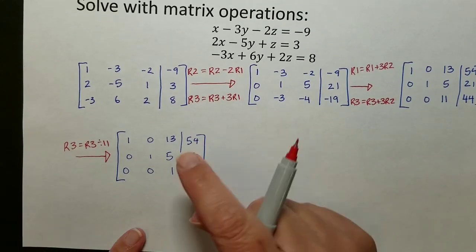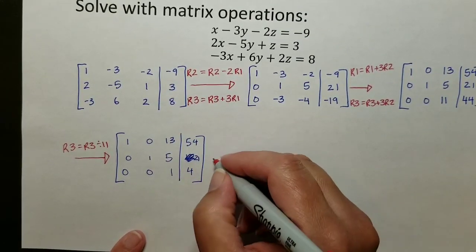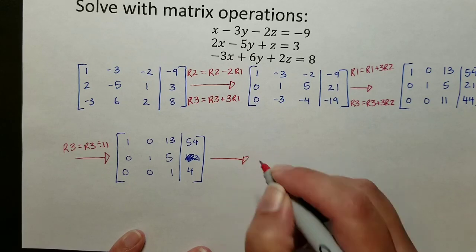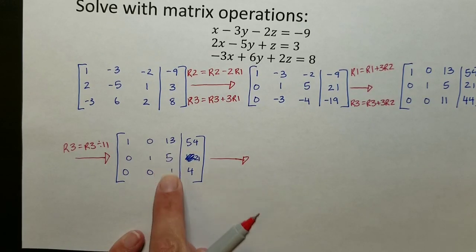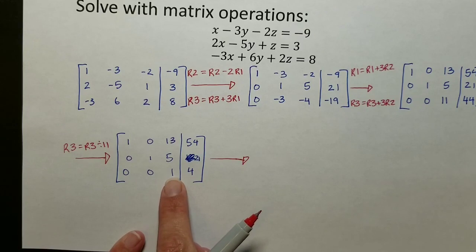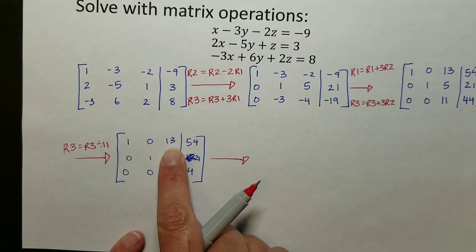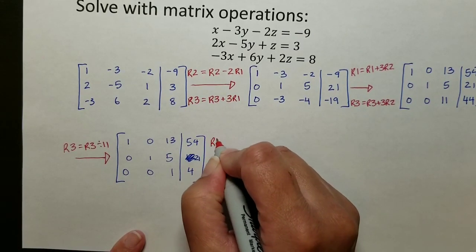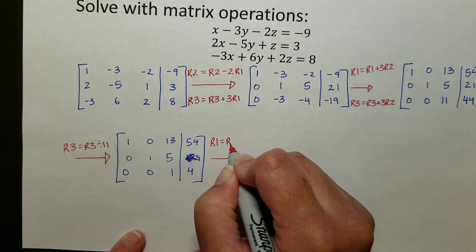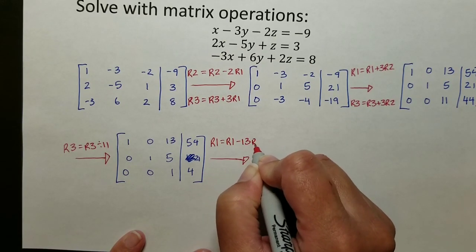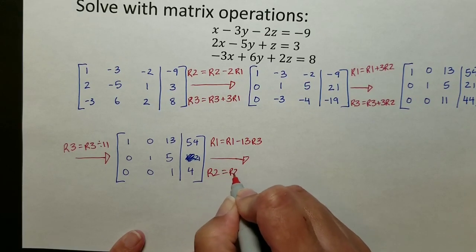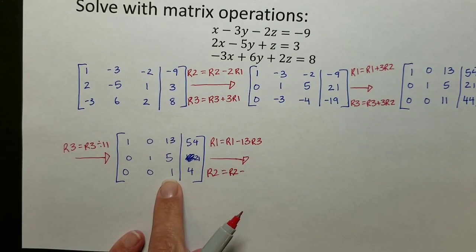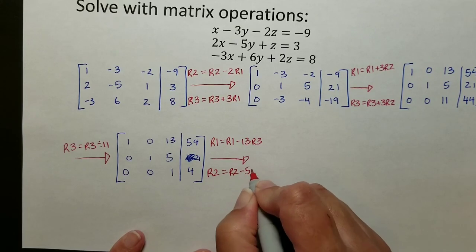So the last step is to zero out the rest of that third column. So here for row 1, I need to get a 0 in that spot. So I have to take away 13 of these to get rid of that 13 to make it a 0. So row 1 equals row 1 minus 13 row 3s. And row 2 equals row 2 minus 5 row 3s, because I have to get rid of that 5.